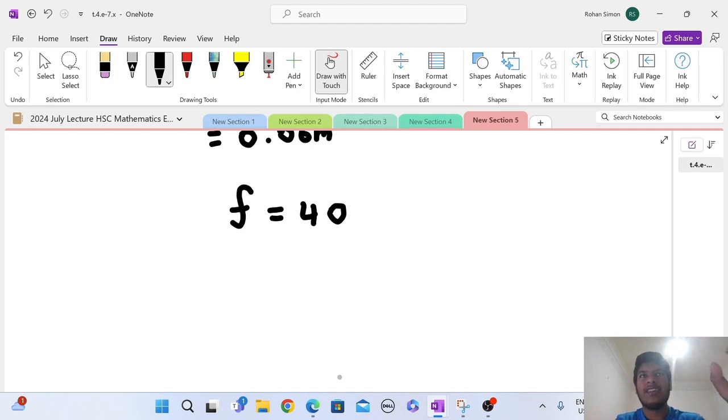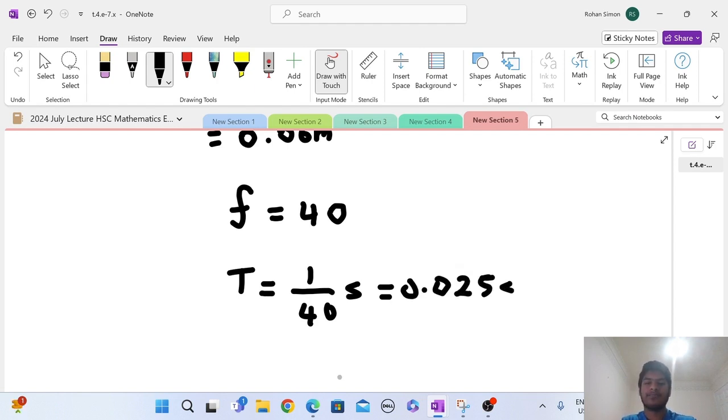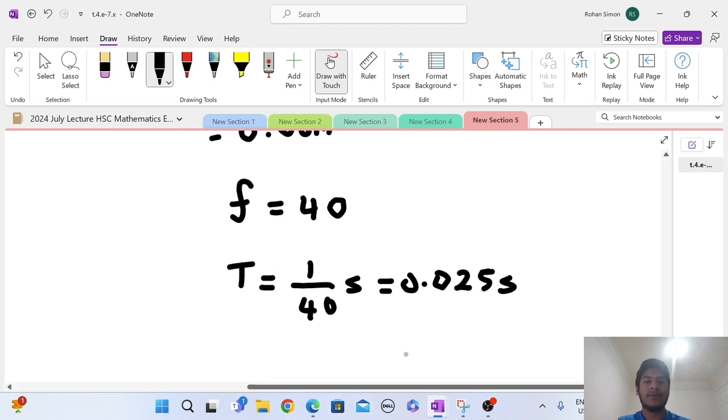So 40 cycles per second means that we're doing 40 up and down motions each second, right? And so that means the time required for each cycle is 1 on 40 seconds, or a 40th of a second, because if each cycle takes a 40th of a second and we have 40 of those cycles, that's just going to mean 1 second. And therefore the period of each one must be 1/40th of a second, or in decimal form, 0.025 seconds. Okay, so that gives us the period.